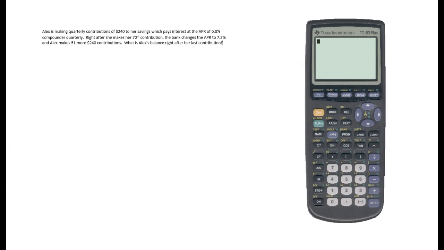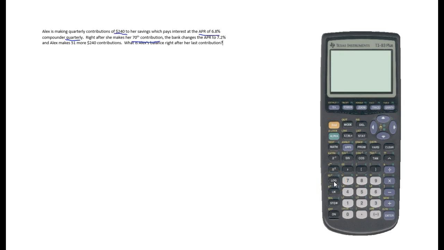Okay, let's see here. There it is. All right, so it looks like she's making a contribution of $240, an APR of 6.8%, compounded quarterly. Right after she makes that 70th contribution, it looks like there's a change. So we need to calculate that first one, and then we'll look at what happened after that.